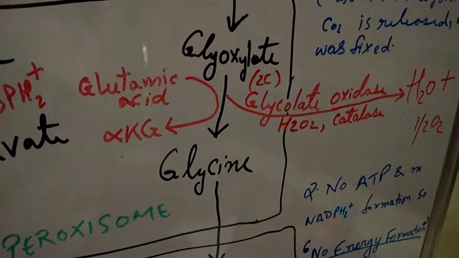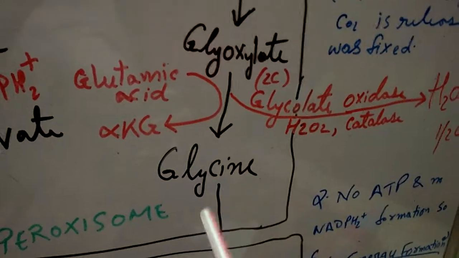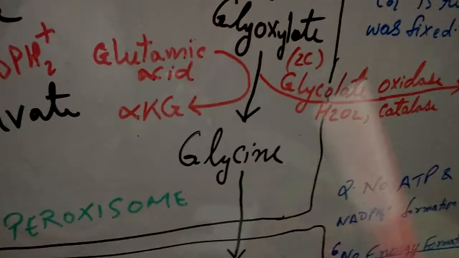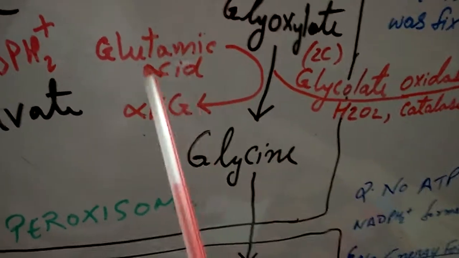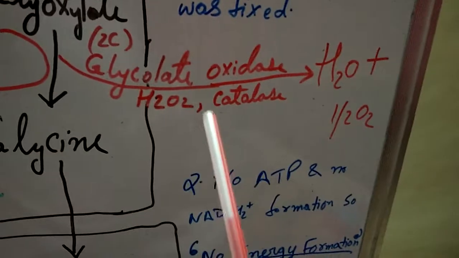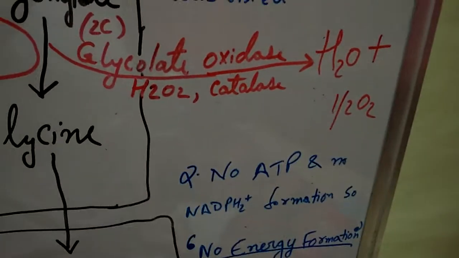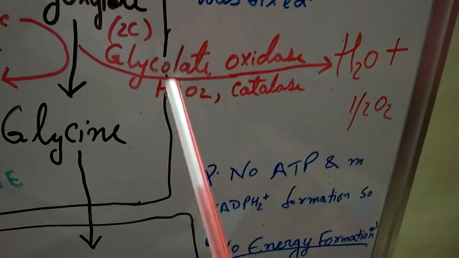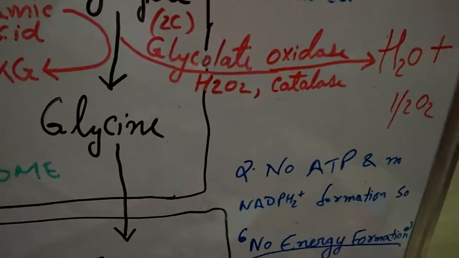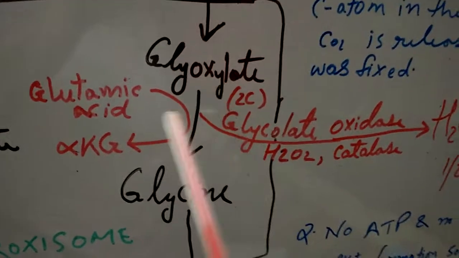Glyoxylate will convert into glycine. But during this conversion, following two processes take place. First, conversion of glutamic acid into alpha ketoglutarate or alpha ketoglutaric acid, and the second step is formation of water and half molecule of oxygen, and this reaction is catalyzed by glycolate oxidase, hydrogen peroxide, and catalase. So two main steps occur during the conversion process of glyoxylate into glycine.